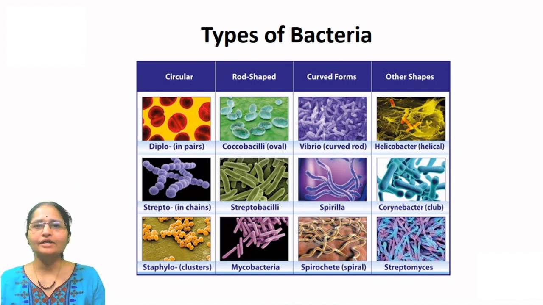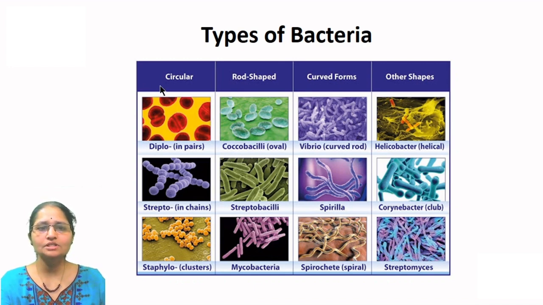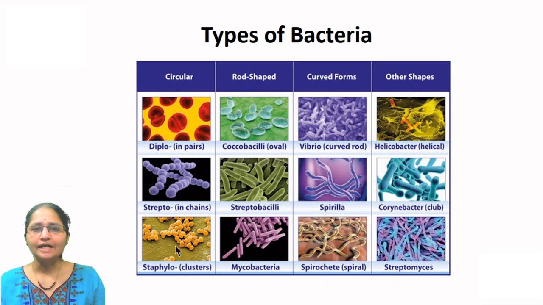Now students, in front of you there are various types of bacteria. These types of bacteria are based on their shapes. The first one is circular shape. Circular bacteria in pairs are called diplo. Then strepto, where the circular bacteria form long chains, and staphylo, when the bacteria form clusters. That means circular bacteria are called diplococci, streptococci or staphylococci.